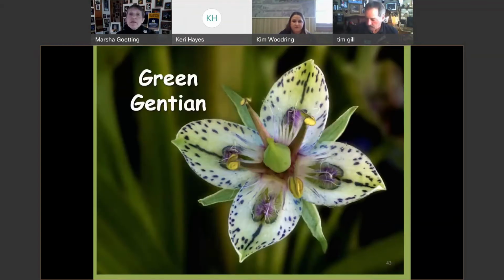Now, this happens to be a green gentian, and it's only one flower. One of these is way tall. I've seen one as tall as I am.